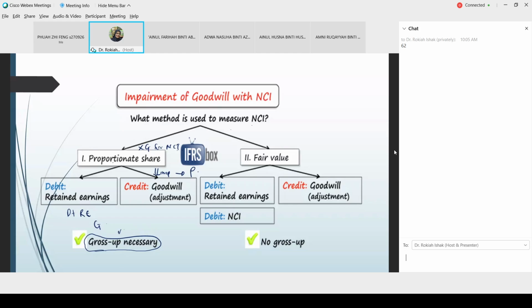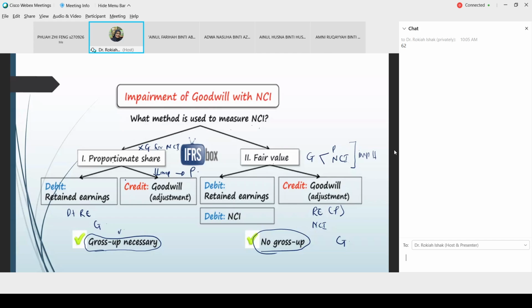Okay, and then we're going to look at the second method, where you measure the NCI using the fair value. It means that there is a goodwill for both parent and NCI. So once there is a goodwill for both parent and NCI, both of them need to bear the impairment loss. So the journal entry here will be debit RE, which is the portion for the parent, and then also debit NCI, which is the portion for the NCI, and then credit goodwill. So no gross up. You do not need to gross up that amount.